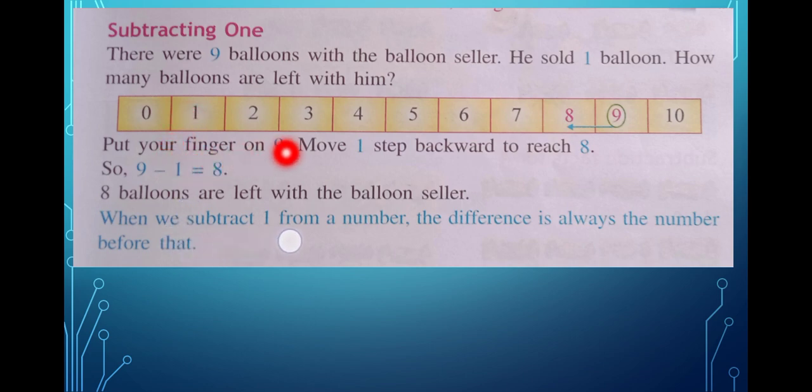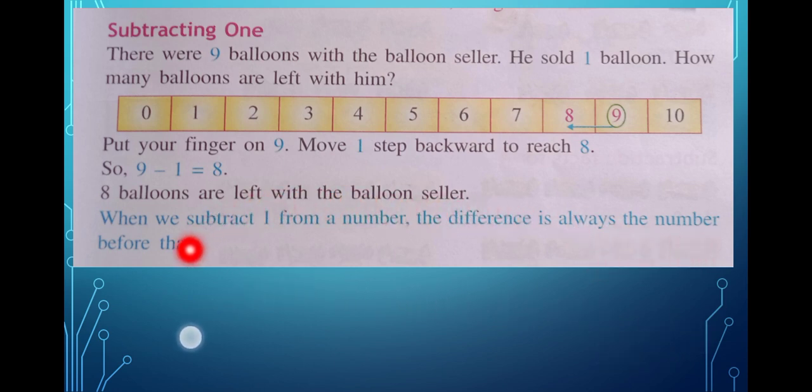So now put your finger on 9. See, move 1 step backward to reach 8. So 9 minus 1 is 8. Okay, so 8 balloons are left with the balloon seller. So what is the property? When we subtract 1 from a number, the difference is always the number before that.